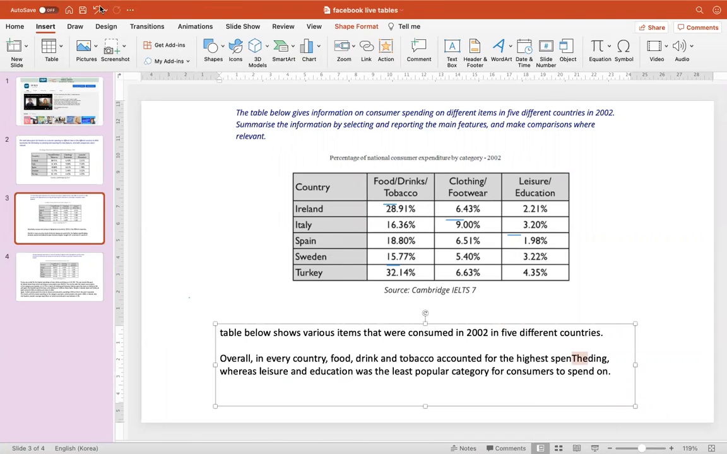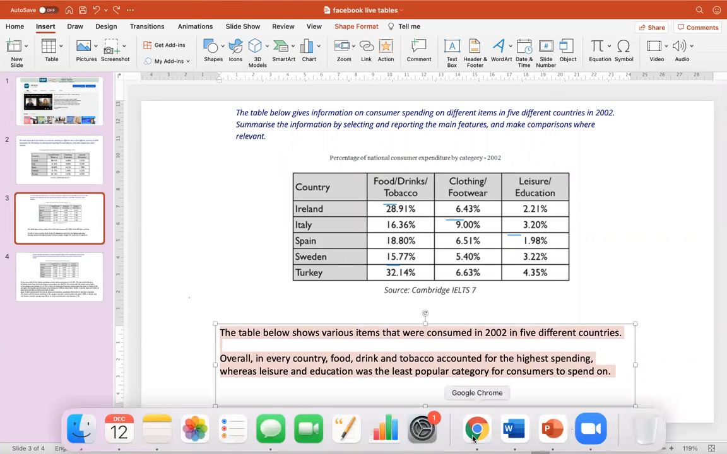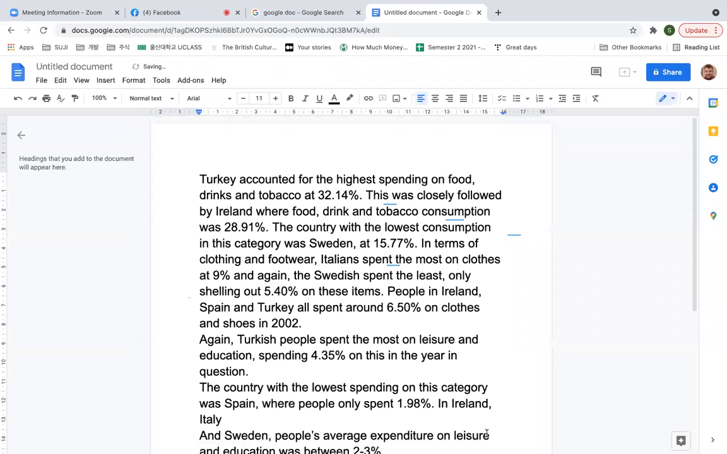Oops, that's not what I meant to do. Computer's going a bit slow. Sorry, guys. Got too many things running. I've still got Facebook running. I've got Zoom running. Let's see how many words we've got.